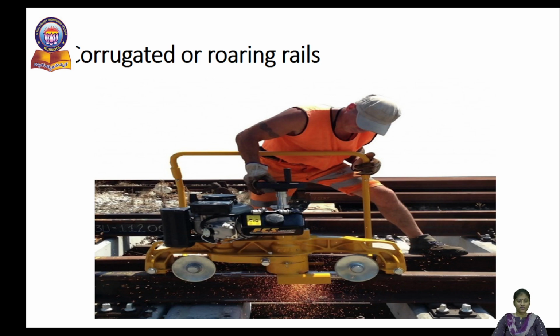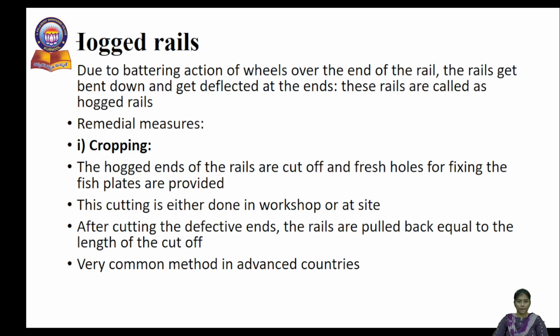Here you can observe in this figure the uneven rail section being ground by the grinding machine in order to smoothen it. The next type of failure is hogging. Hogging occurs in general at the ends of two successive rail sections. Hogging is nothing but deflection at the ends of the rail section. The remedial measure is that you can crop it.